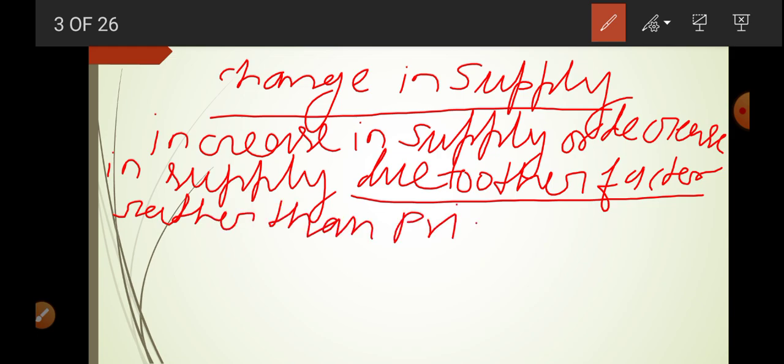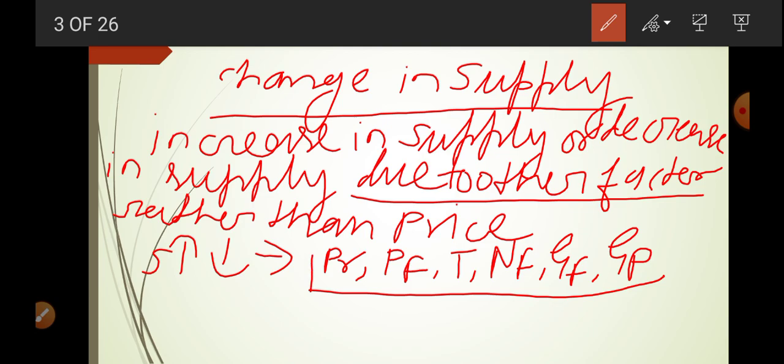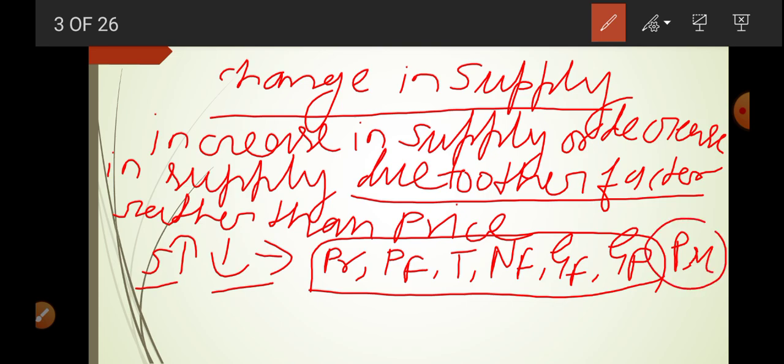Here supply will increase or decrease due to price of related goods, price of factors of production, technology, number of firms, goal of the firm, government policy. So these are the reasons because of which there will be increase in supply or decrease in supply, and in this case the price of its own is going to be constant. What is going to be constant? The price is going to remain constant.